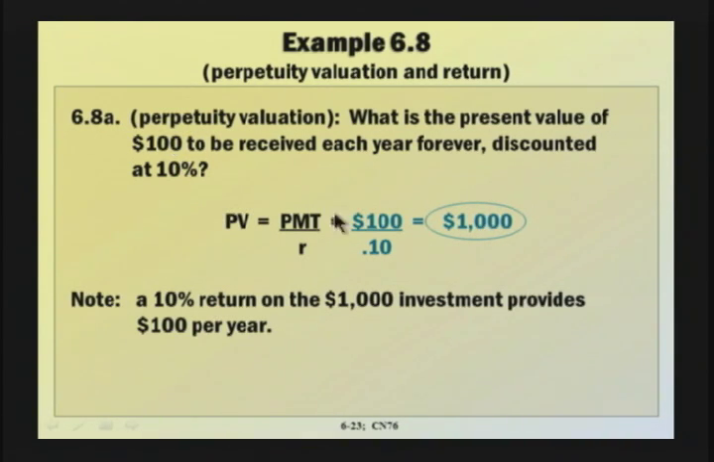So another way to think about the perpetuity is we're just creaming the interest off the top. I invest $1,000, it earns 10% for me, that gives me my $100 payment at the end of each year. So every year my $1,000 is earning me 10% when I receive the $100 payment for that year.